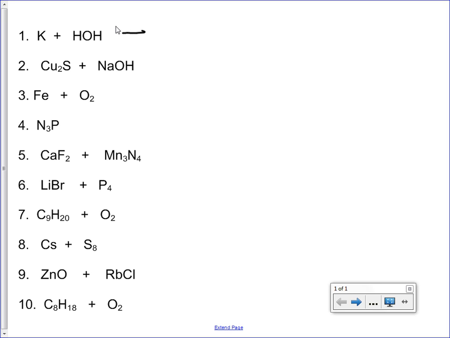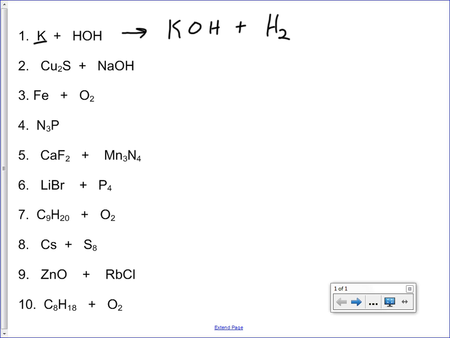All right, in a single replacement reaction, I have to identify the type of element that is reacting. Potassium is a metal, so it is going to change places with what in HOH? With the H, right. Okay, the first H because that is acting as the metal, which means I'm going to have KOH on this side, and I'm going to have H2 on this side because hydrogen is special. It's one of our molecular elements.